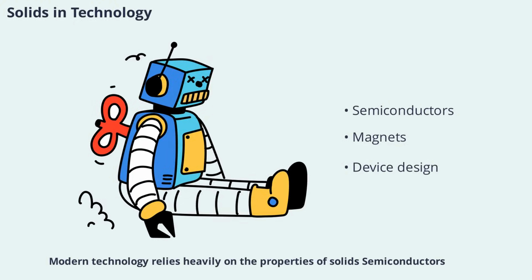Modern technology relies heavily on the properties of solids. Semiconductors, which are essential for computers and smartphones, are carefully engineered crystalline solids. Magnets made from ferromagnetic materials are used in everything from motors to data storage. Understanding the solid state allows engineers to design better devices and push the boundaries of innovation.